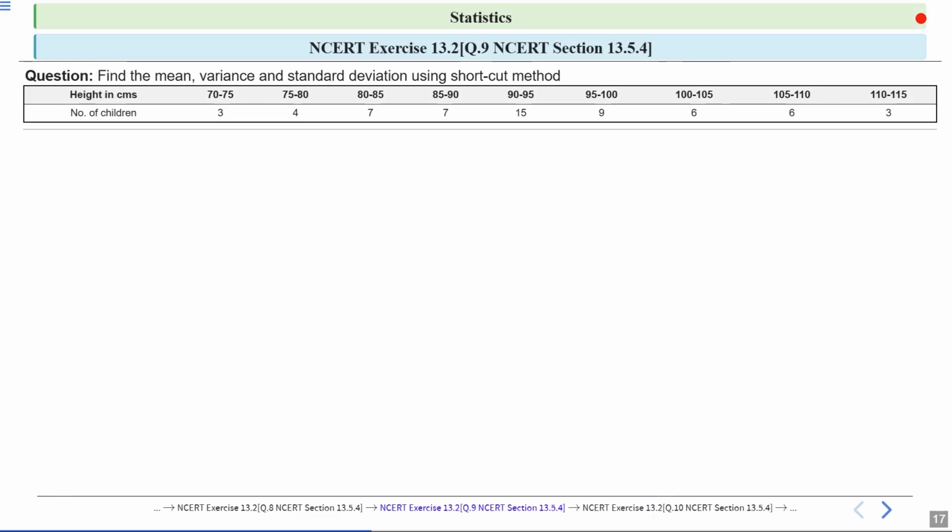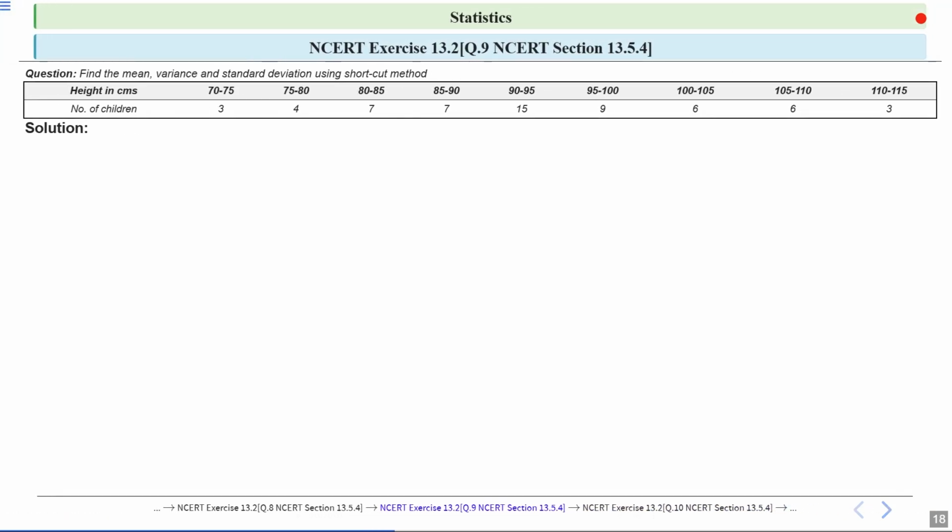Now let's examine a grouped frequency distribution table showing the heights of children, divided into class intervals like 70 to 75, 75 to 80, 80 to 85 and so on, and the number of children in each group. Notice how the question asks us to find the mean, variance, and standard deviation using the shortcut method, which is a quicker way to calculate these statistics for grouped data. So first of all, try it yourself and then see the solution.